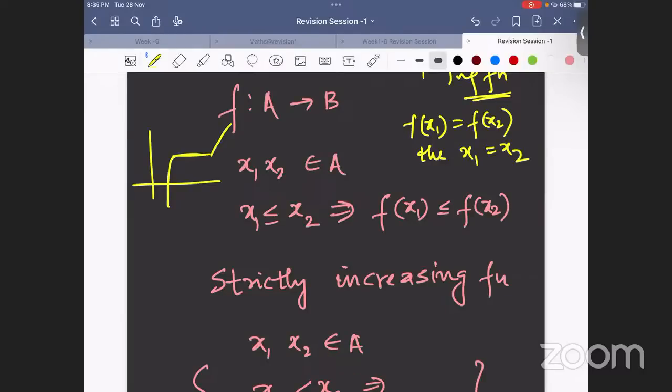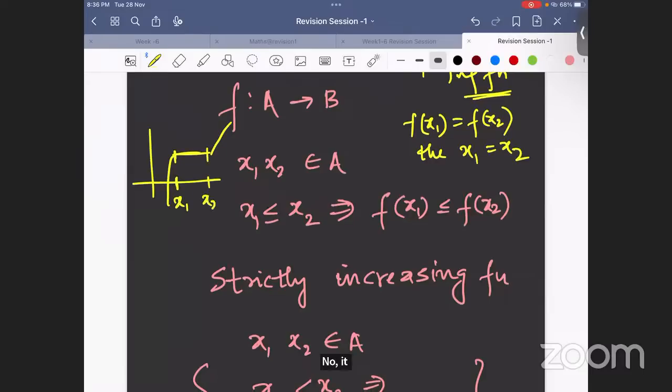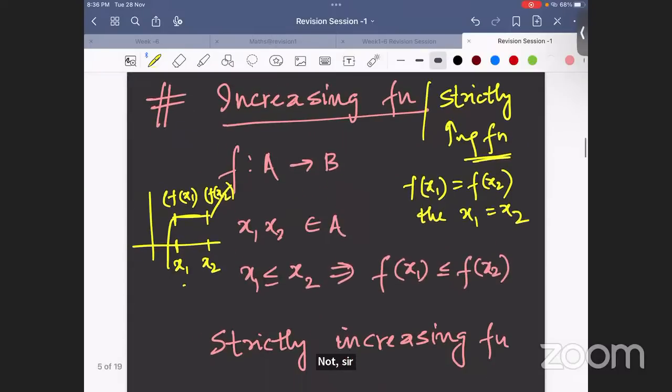No, sir. No, right? But you can see that from here, this x1 and this can be x2. So here the function value is same, right? Yes, sir. But is x1 equal to x2? No, sir. So that's why the sufficient condition should be that the function is strictly increasing, not only an increasing function.